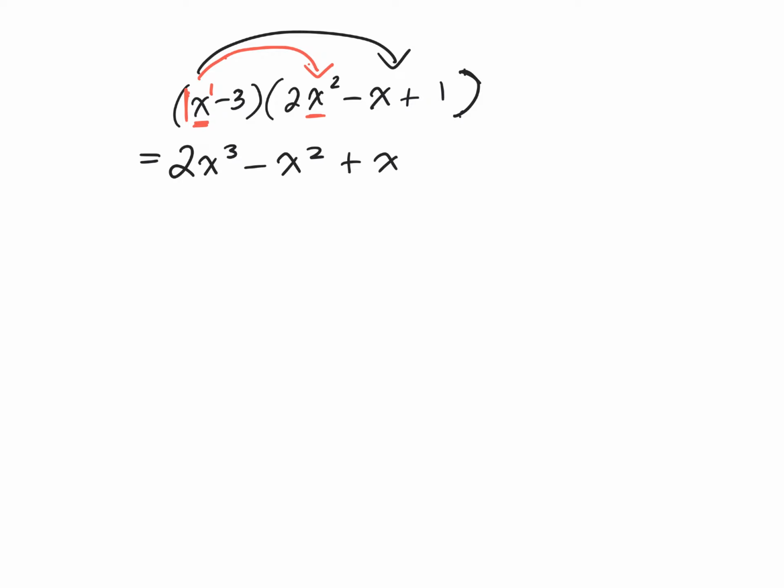Plus x. Good. And then we have to multiply... And minus 6x to the power of 2. Negative 6x to the power of 2. And then a negative is plus a... 3x. Positive. Good. Minus 3. Good. Minus 3.